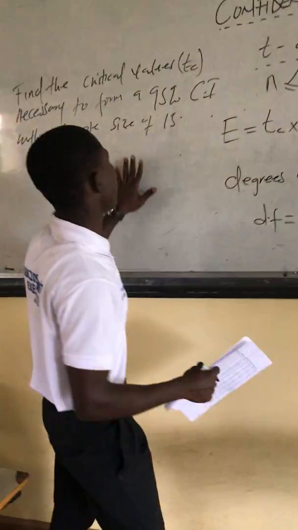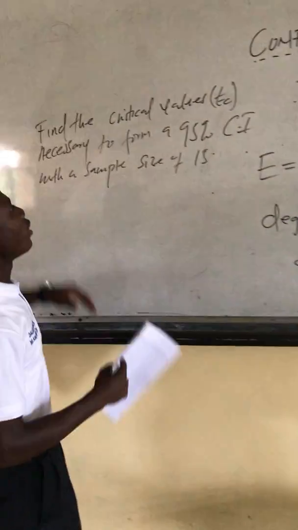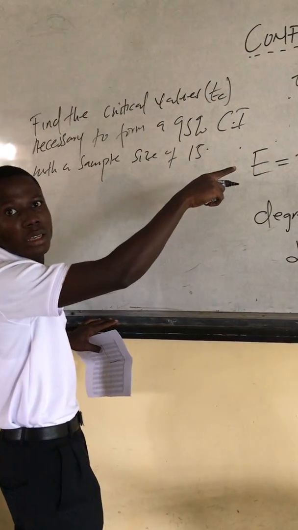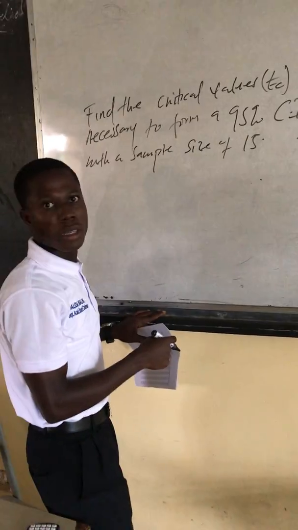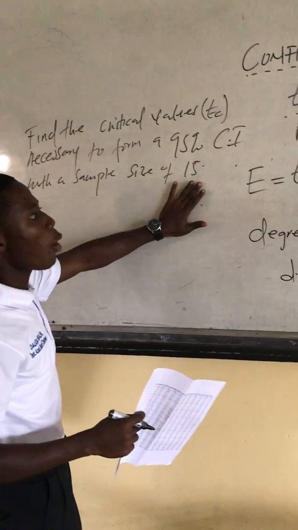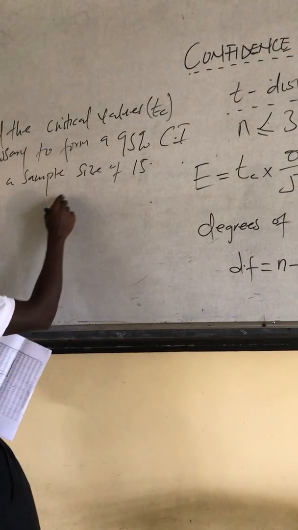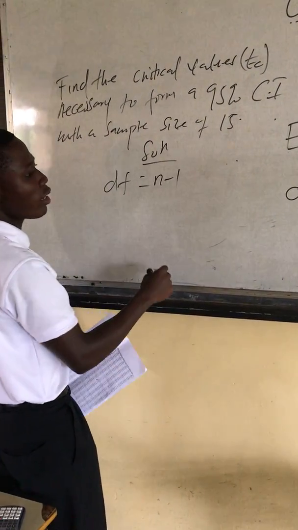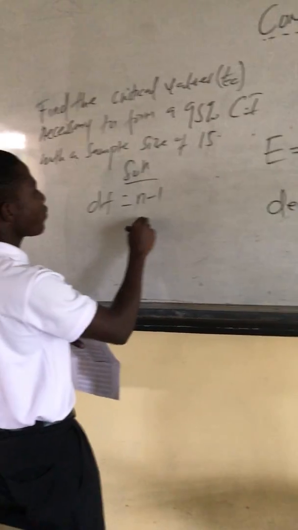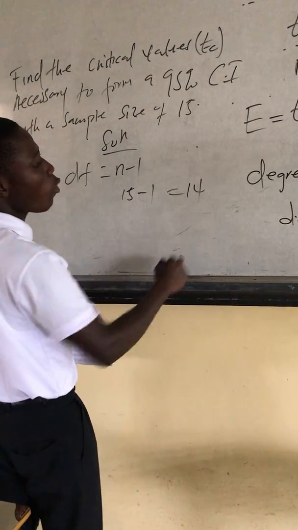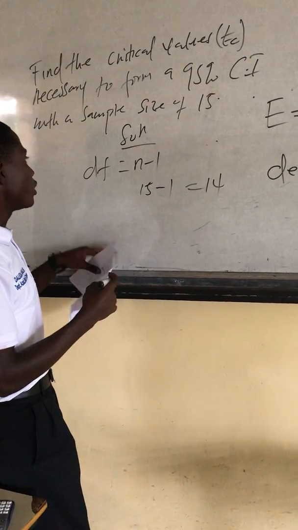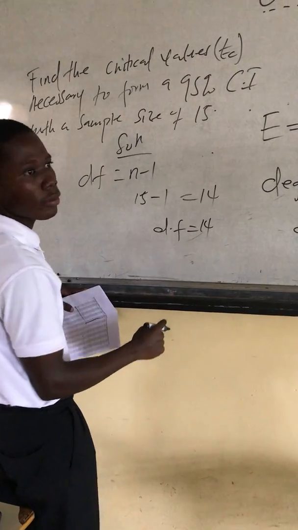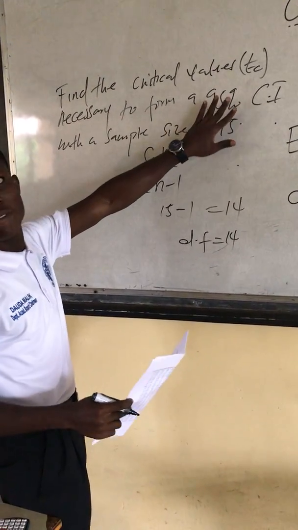So per this question, you see the sample size here is 15. It means it's less than 30, so we are using the T distribution, and we have to first find our degrees of freedom. So df is equal to n minus 1. The n in the question is 15, so 15 minus 1, we get 14. So our degrees of freedom becomes 14, and the confidence level is 95%.